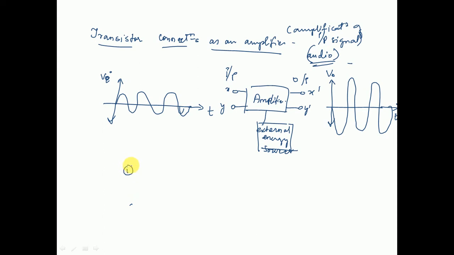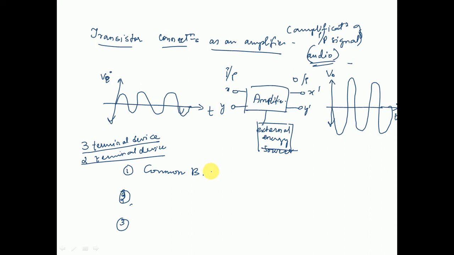Just a second, let me list down the three different configurations in which you can use the transistor as an amplifier. Transistor is a three terminal device. What is the need of the configurations? A transistor is a three terminal device, and an amplifier is a two terminal device. That is why you need different configurations, with a common region. So you have a common base amplifier, a common emitter amplifier, and a common collector amplifier.